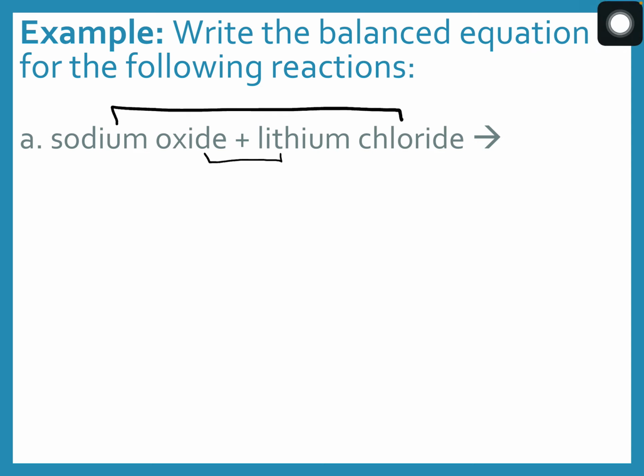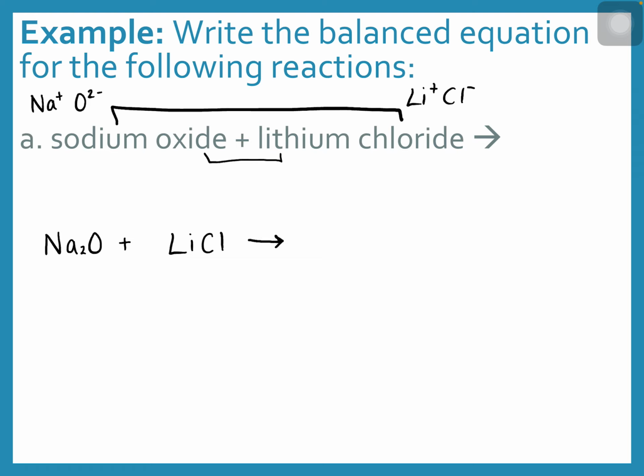For our skeleton equation, sodium is a 1 plus, oxygen is a 2 minus, so that's going to give me Na2O. Lithium is a 1 plus, chlorine is a 1 minus, so a 1-to-1 ratio there: lithium chloride. Those combine to produce sodium chloride. Sodium's a 1 plus, chlorine's a 1 minus, so 1-to-1 again. And then lithium oxide: lithium's a 1 plus, oxygen's a 2 minus, so Li2O for lithium oxide.